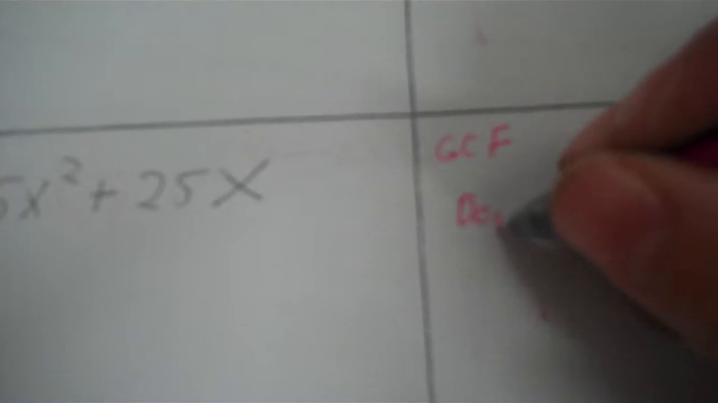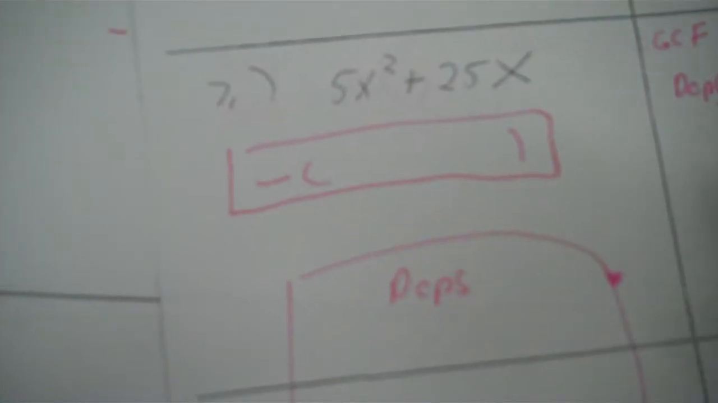Okay, and then finally, GCF and DOPS. GCF, because there's 2 terms. DOPS. Okay, GCF. I don't have a negative in front. I do have x on everything. 5 and 25. So let's take 5. We got 1 and 5.